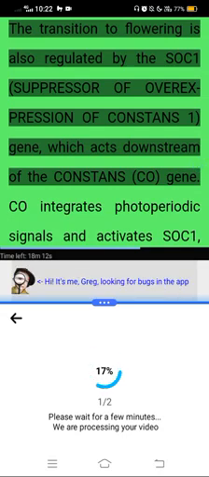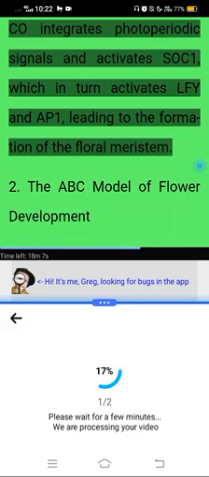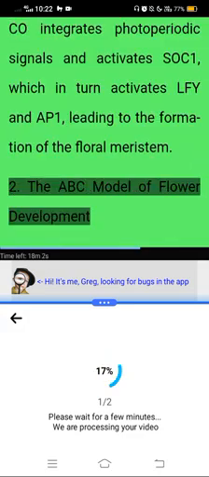The transition to flowering is also regulated by the SOC1, Suppressor of Overexpression of Constans 1, gene, which acts downstream of the Constans, CO, gene. CO integrates photoperiodic signals and activates SOC1, which in turn activates LFY and AP1, leading to the formation of the floral meristem.